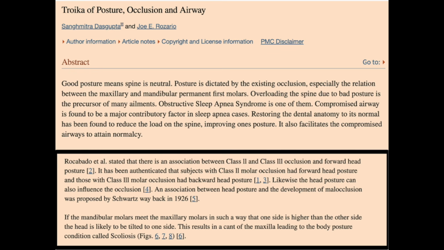Then at the bottom, it results in a cant of the maxilla, which is when the jaw is on a bite, a diagonal, like the teeth and the jaw are kind of diagonal. The result is a cant of the maxilla leading to the body posture condition called scoliosis. So I think when people get diagnosed as having adult scoliosis, or not adult scoliosis, I'm sorry, when they've developed slight scoliosis in adulthood, the doctor, not knowing what he's looking at, sees a curve in the spine, but he might not notice a canted jaw position.